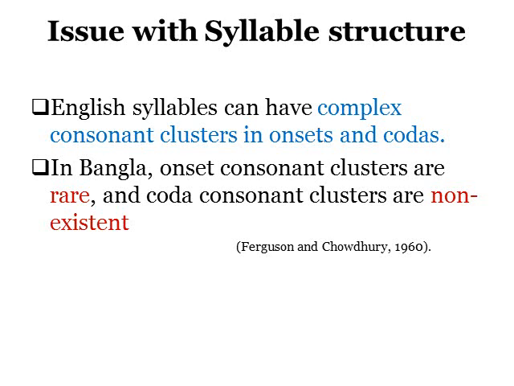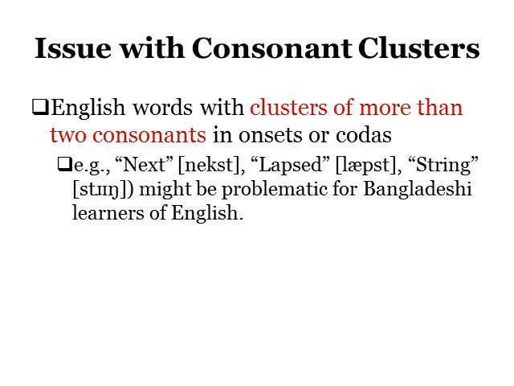And there might be some issue with syllable structures because as we have seen earlier, English syllables can have complex consonant clusters in onsets and codas, whereas Bangla doesn't have any such complex clusters in onset and coda positions. Therefore, English words with clusters of more than two consonants could be problematic for Bengali students. For example, it might be problematic for Bengali students to pronounce words like string or lapsed.